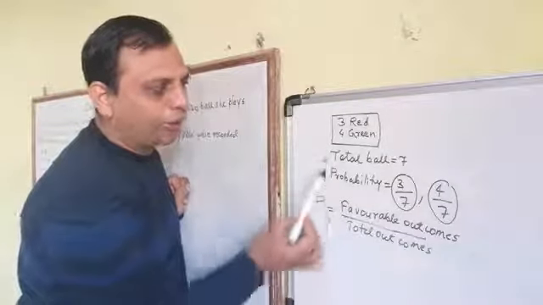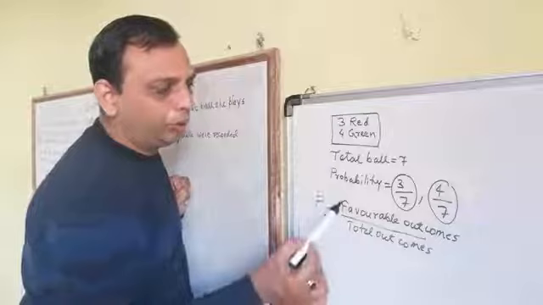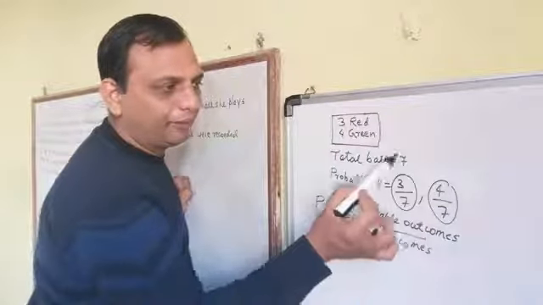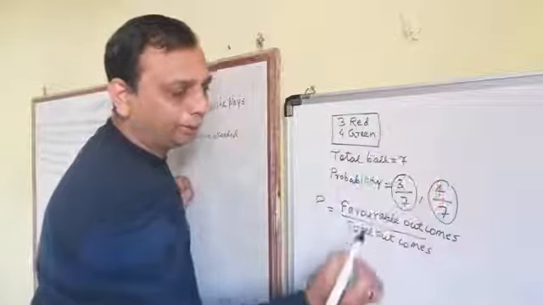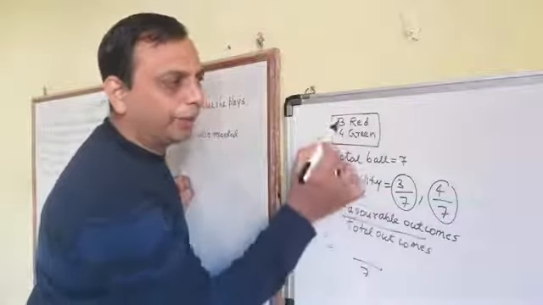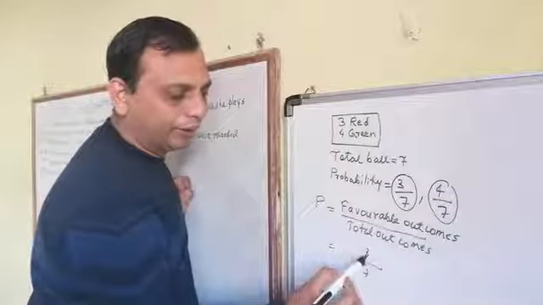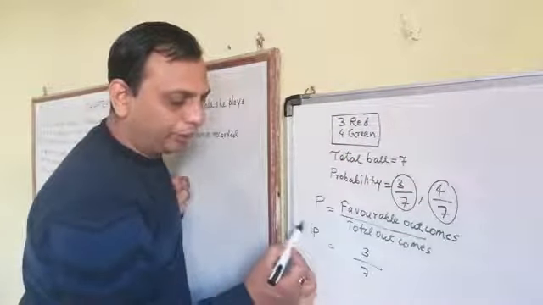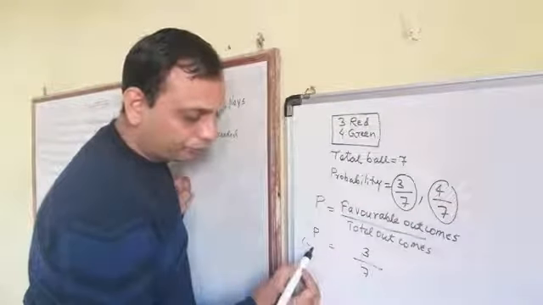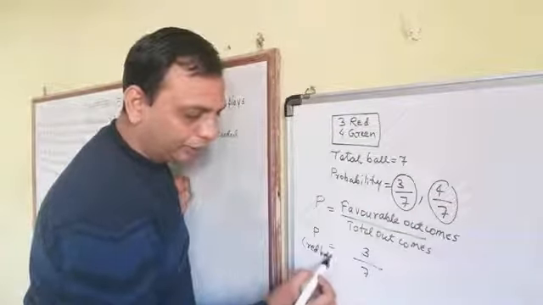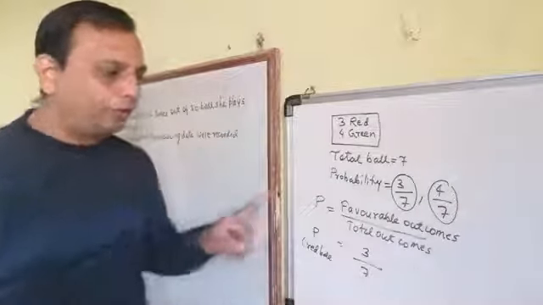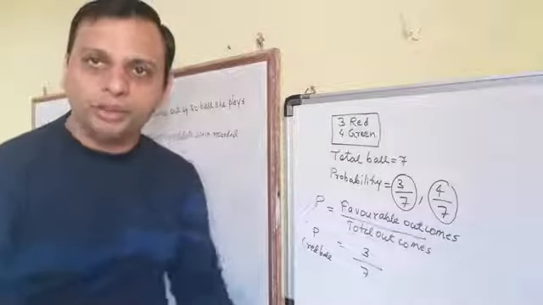Now, if the question comes, find the probability of the red ball. The total outcome will be the total balls, that is 7, and the favorable outcome will be 3 because the number of red balls is 3. 3 upon 7 is the probability of the red ball. So here we will write the probability of the red ball, with red ball in the brackets. I hope you understood.